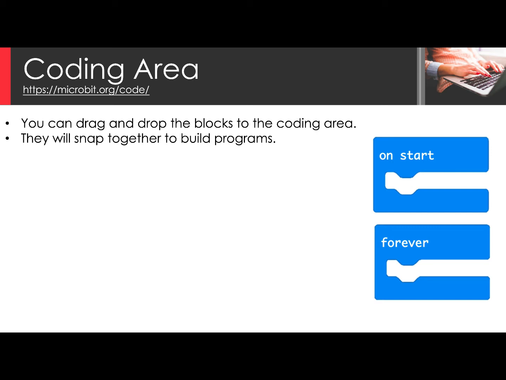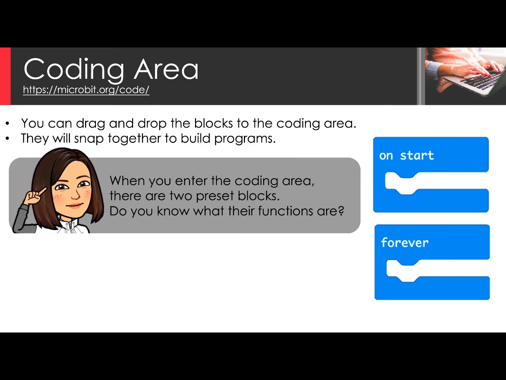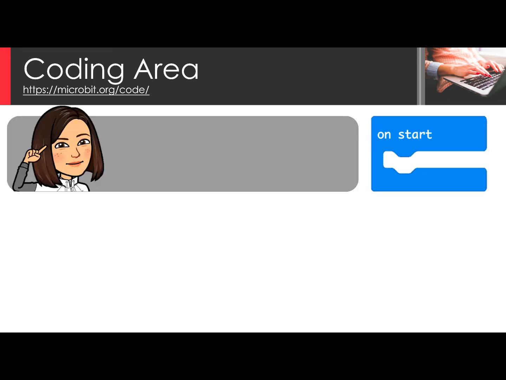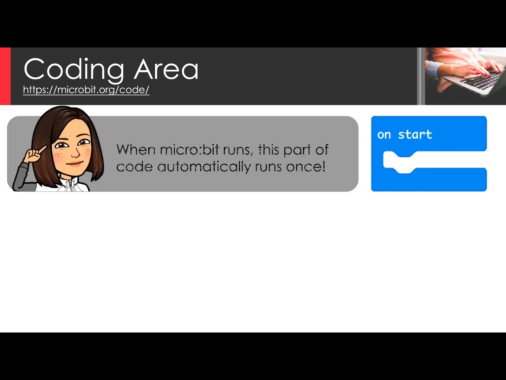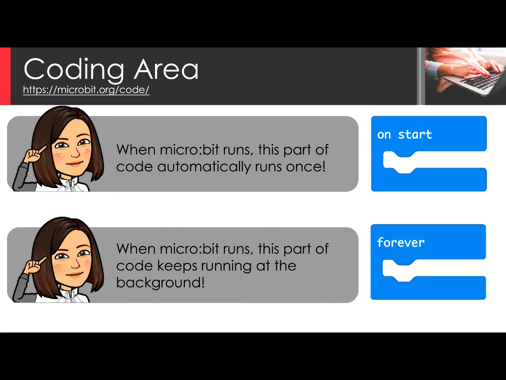When you enter the coding area, there are two preset blocks. Do you know what their functions are? For the onStart block, when the Microbit runs, this part of code automatically runs once. For the forever block, when the Microbit runs, this part of code keeps running in the background.